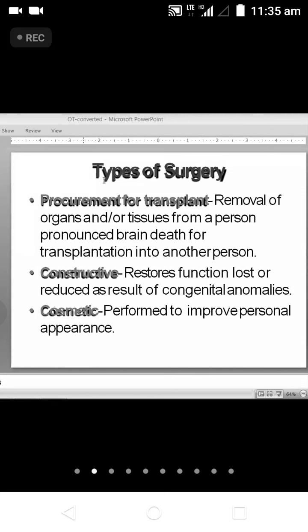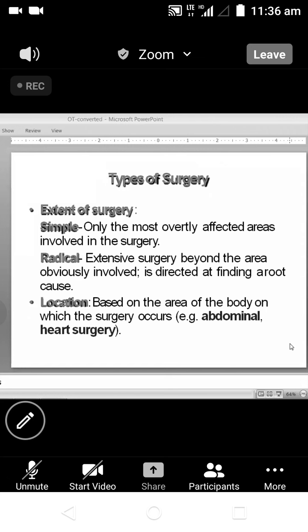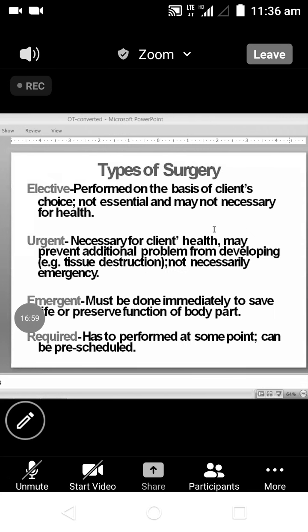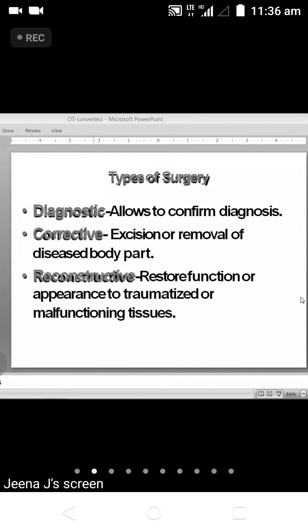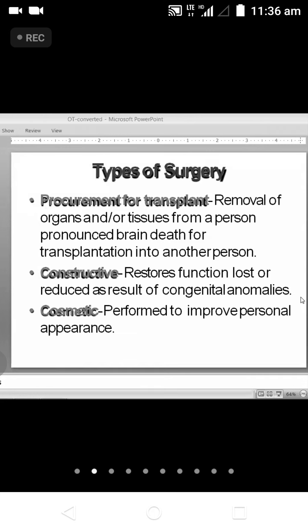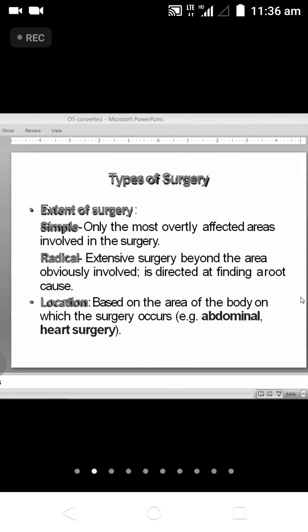Okay, so clear with what is procurement for transplant, constructive as well as cosmetic surgery. Yes, ma'am. So these are the types of surgery: elective surgery, urgent surgery, emergent, required, diagnostic surgery, corrective surgeries, reconstructive surgery, procurement for transplant, constructive surgeries as well as cosmetic surgeries. Okay. So next we'll see the types of surgery according to the extent as well as the location.